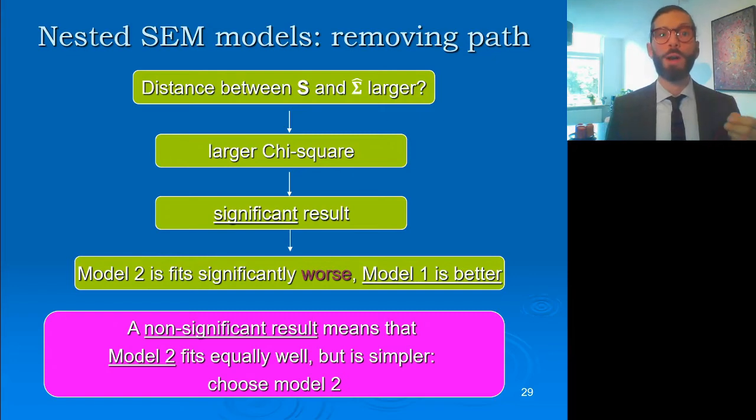First, the delta chi-square test looks whether the distance between the sample covariance matrix and the model-implied covariance matrix is larger for model 2 than for model 1. A larger distance will be translated to a greater chi-square difference value. If the chi-square difference value becomes very large, then we obtain a significant result for the chi-square difference test. The conclusion associated with that will be that model 2 fits significantly worse than model 1, and therefore we have a preference for model 1. If instead we obtain a non-significant result, that means that model 2 fits approximately equally well, but it has the advantage of being simpler, and therefore, by Occam's razor, we would choose model 2.